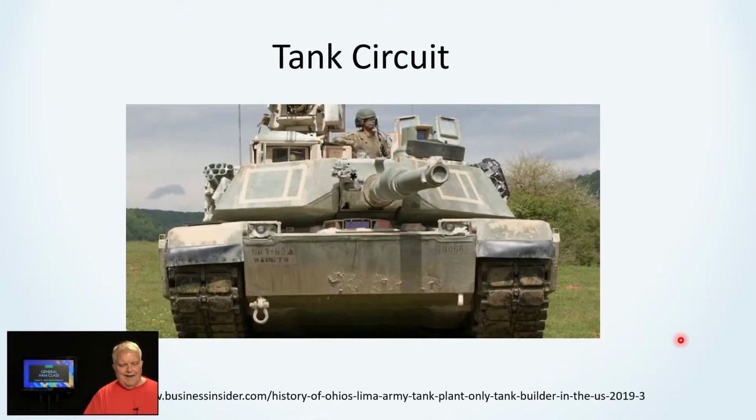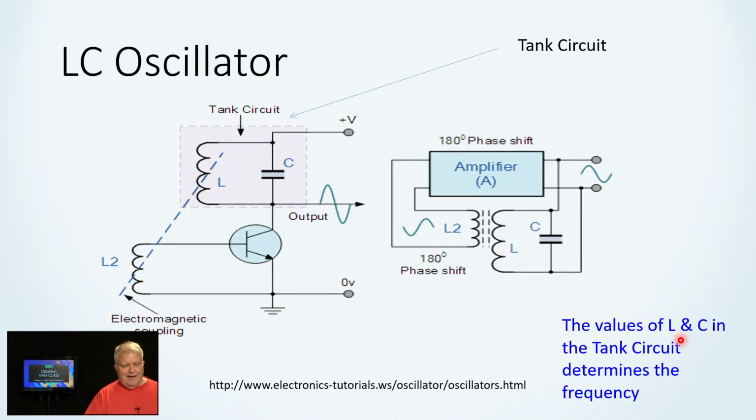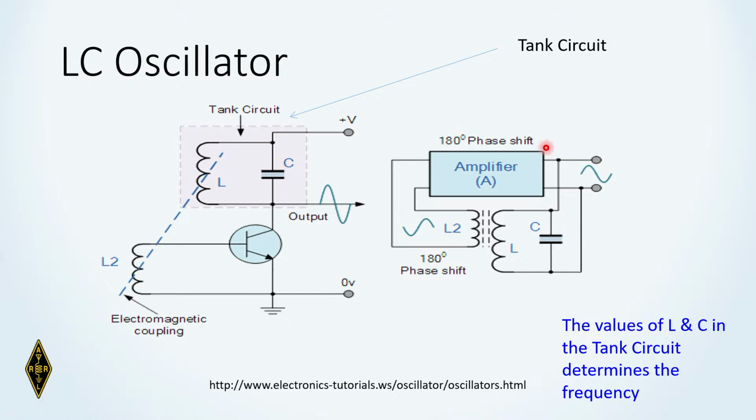Oh, this is not a tank circuit. No, this is a tank circuit. This is a parallel resonant circuit with an inductor and a capacitor coupled back to the input of the amplifying transistor. And pictorially, this is another way you could draw the same thing. And it's the values of L and C in the tank circuit that will determine the oscillator frequency. And if you make one of these variable, a variable capacitor, for example, then you can change the frequency of that oscillator. So we've talked about crystal oscillators and we've talked about LC oscillators.